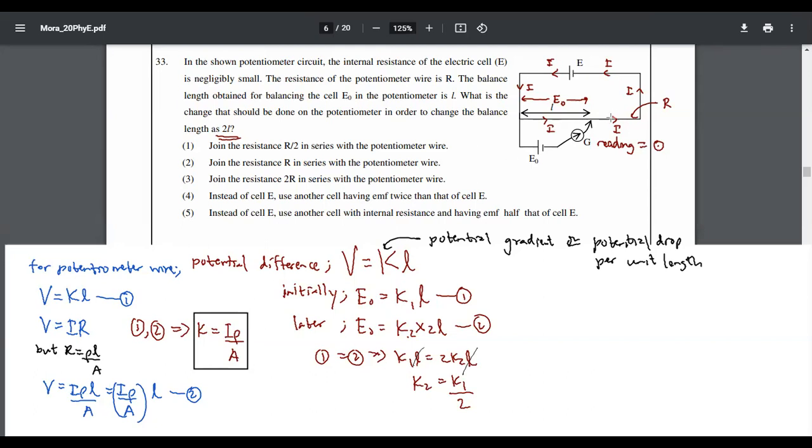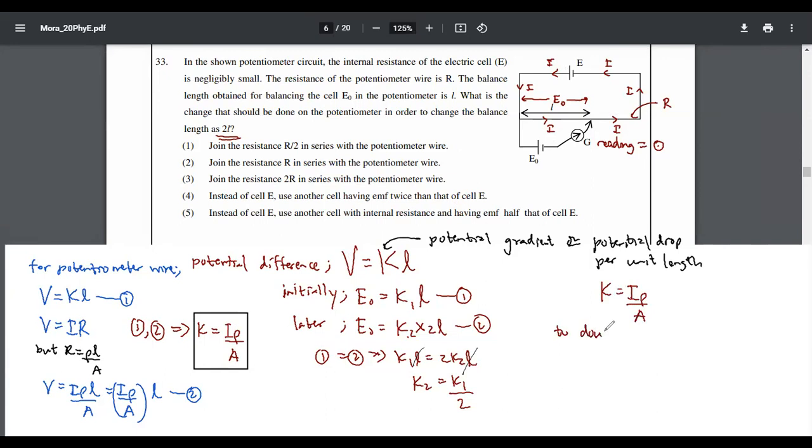I is the current flowing through the potentiometer wire. Rho is the density. A is the cross-section area. These things are constants. No problem. Okay, people. Now tell me, what is our purpose? Now we know K is equal to I rho over A.